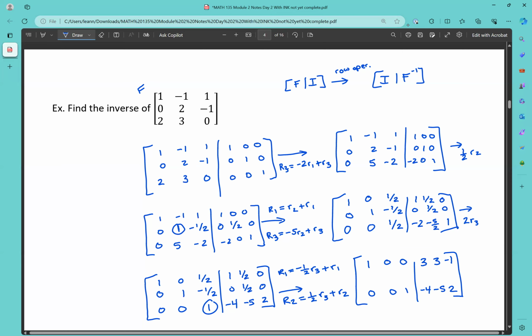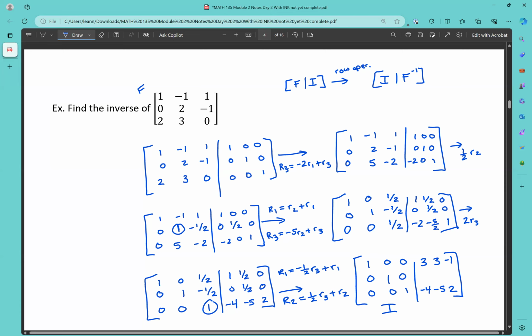So 1 half times row 3, so that'd be 1 half times 0 is 0 plus a 0 is still a 0. 1 half times 0 is 0 plus a 1 is a 1. 1 half times 1 is 1 half plus a negative 1 half is a 0. So notice now I have my identity here like I expected. So we know we're going to have this being the inverse. We just have to finish it.